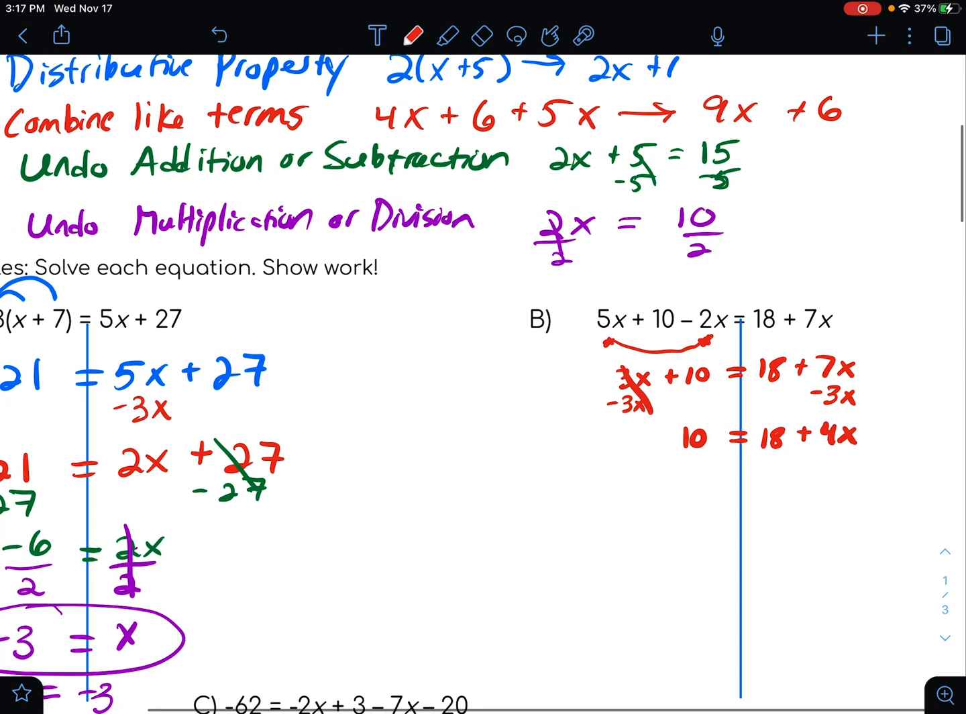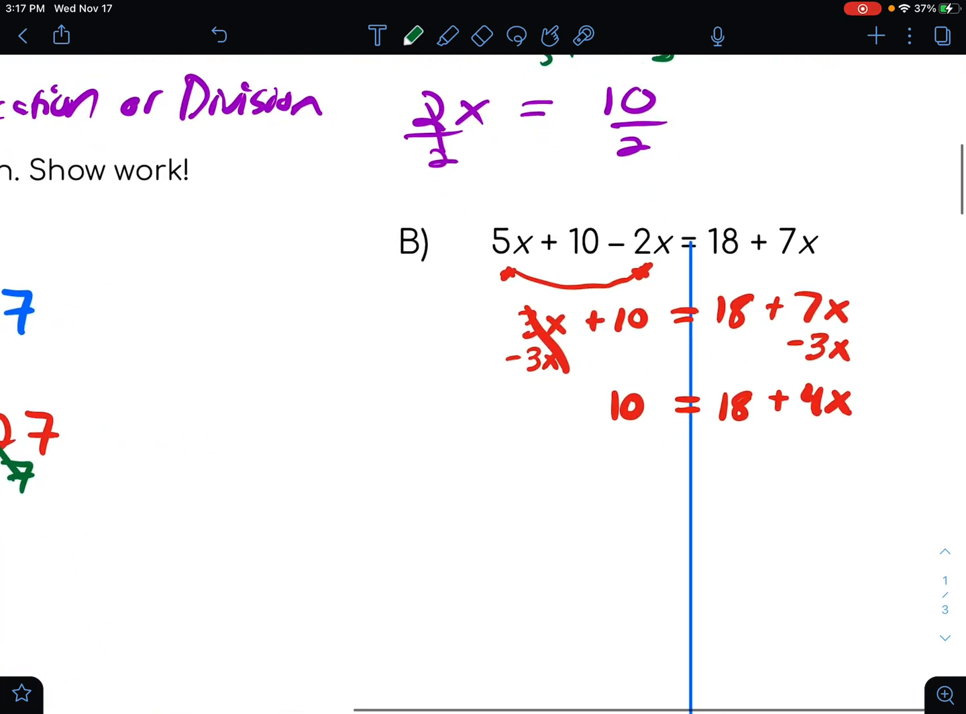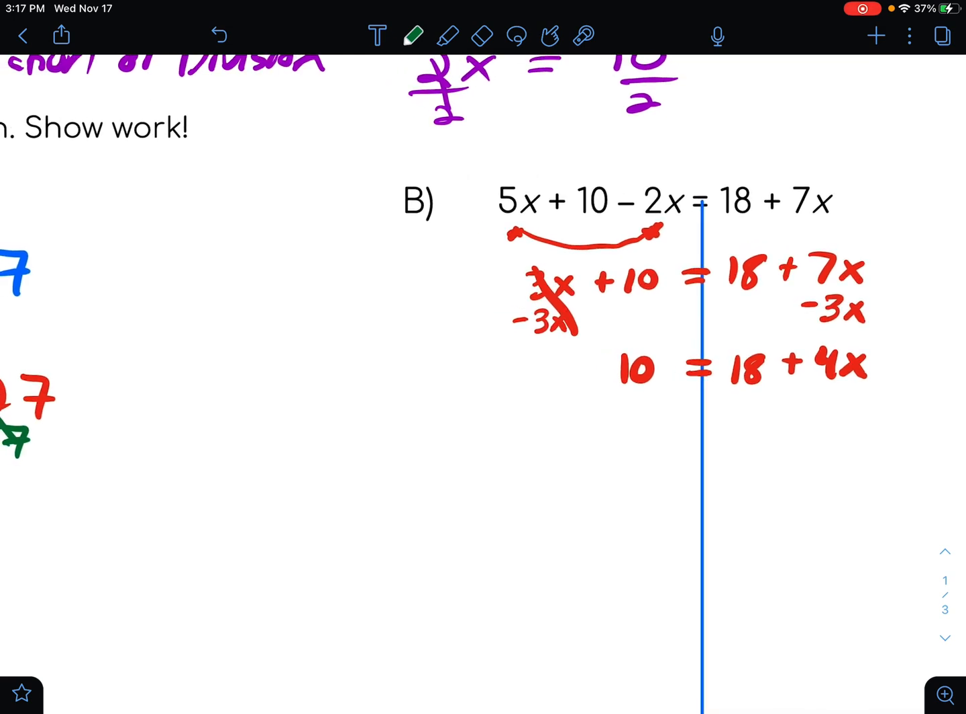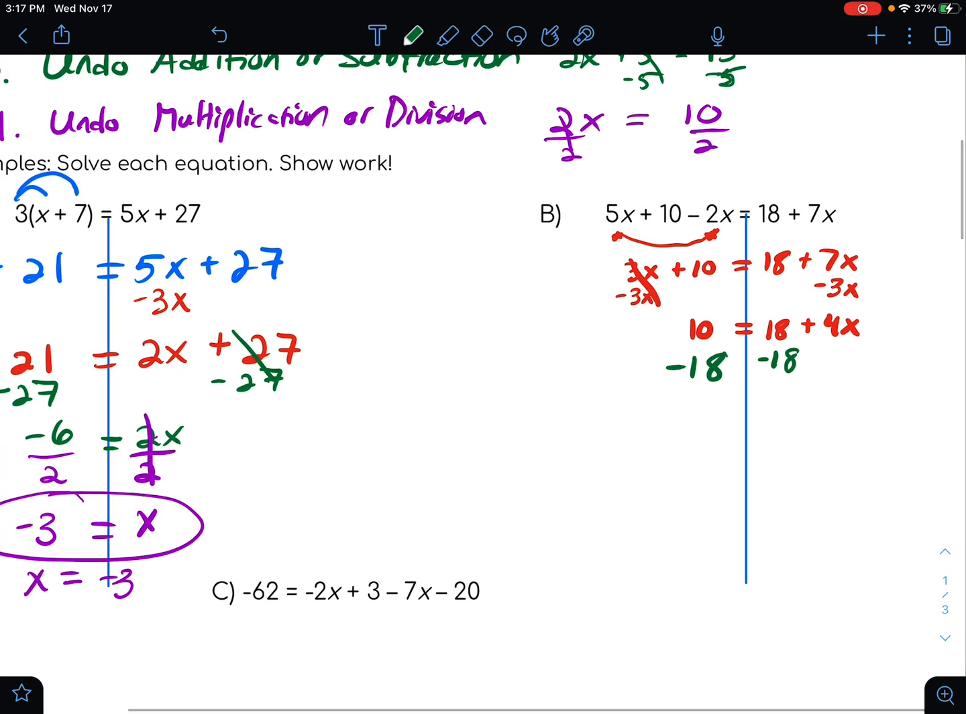Okay? And now we'll go ahead and undo any addition or subtraction that is on the same side of the equation with the x. Now, when we're talking about that, we're really talking about the number that's being either added or subtracted from the x term, which is the number that's kind of sitting on its own. So this 18 is what we were referring to there. It's a positive 18, so we're going to subtract 18 from both sides of the equation. 18 minus 18 is 0. So 10 minus 18 would be negative 8 is equal to 4x.